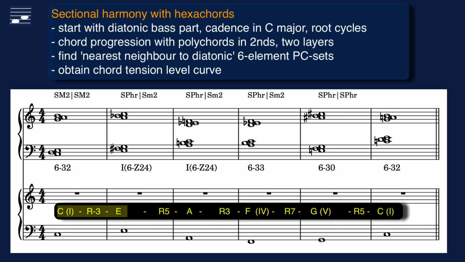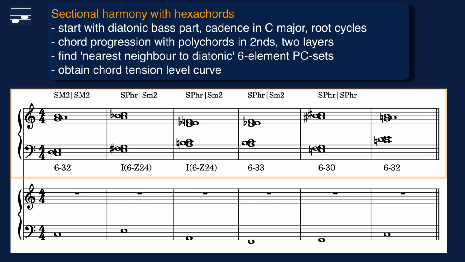There is one negative diatonic root cycle R-3, going from C to E. Next comes the harmony, based on 2 layers with polychords, the stacking of 2 trichords in seconds. From the polychord option sheets, I identified the 6 element sets that are closest to the local diatonic harmony. Obviously, there will be non-diatonic notes, but the essential chordal functions 3 and possibly the 7 will be present.